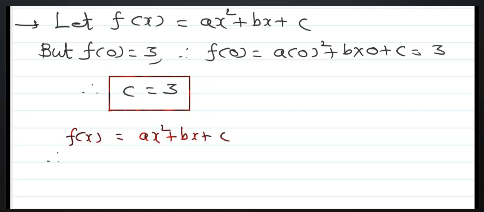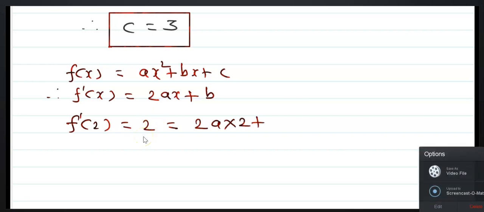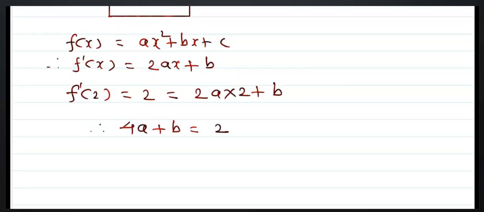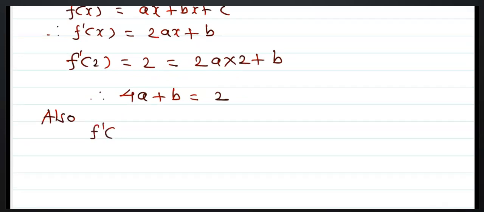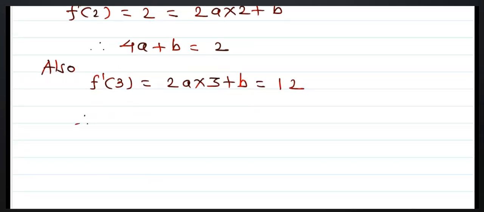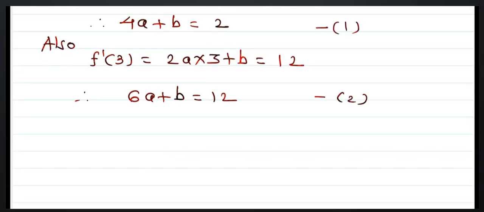Now the next is f of x is equal to ax square plus bx plus c. f dash of x is equal to 2ax plus b. f dash of 2 means x is replaced by 2. That is, f dash of 2 is equal to 2a into 2 plus b. Therefore, 4a plus b is equal to 2. This is equation number 1. f dash of 3, that is 2a into 3 plus b, is equal to 12. That is 6a plus b is equal to 12. This is equation number 2.